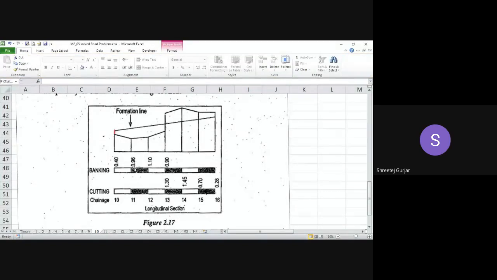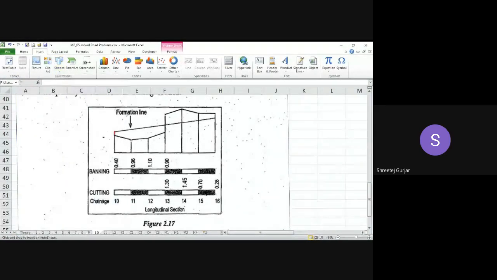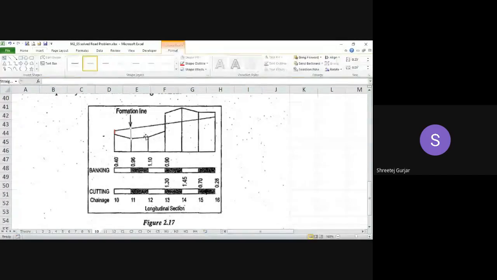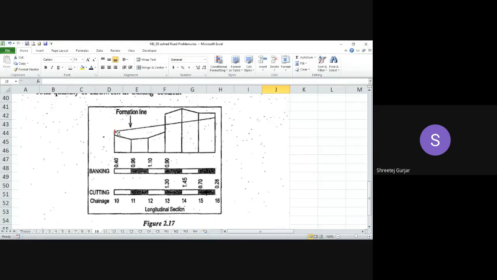And this 0.96 is what? It is this depth from here going up to here. Similarly, this will be over here. This will be for banking, and this depth will be for cutting. This depth, which they have mentioned as 0.7, is for cutting, and this depth 0.28 is also for cutting. So we'll try to draw this later. Once you solve this problem, drawing the longitudinal section will be easy.